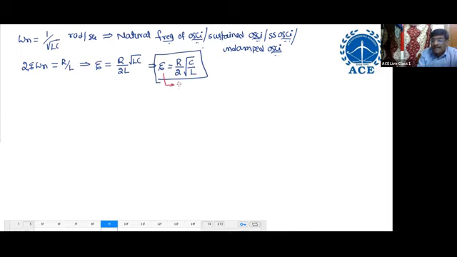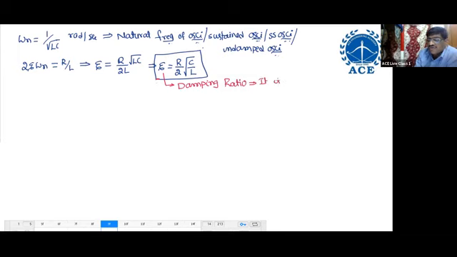Zeta is known as the damping ratio. So the damping ratio gives the ratio of what? Energy lost to energy stored.